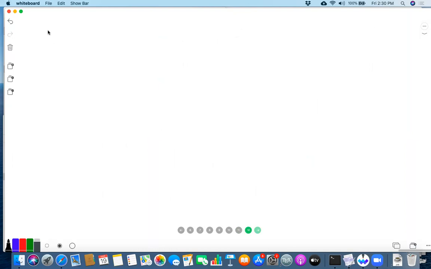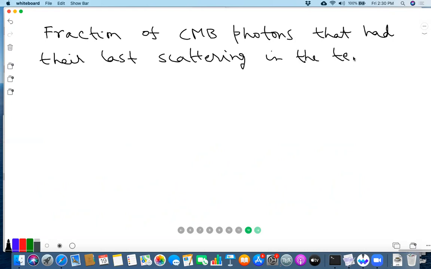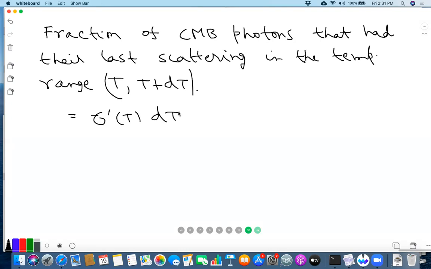So now, based on this, we can say that the fraction of CMB photons that had their last scattering in the temperature range T and T plus dt should be given by minus, O increases with T, so O prime of T dt. Is that clear?